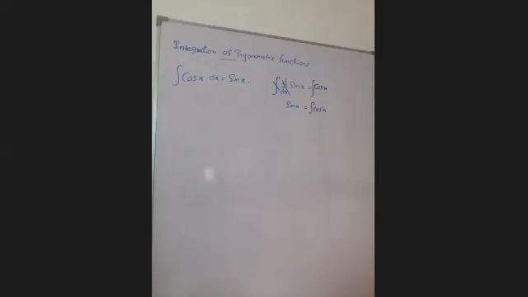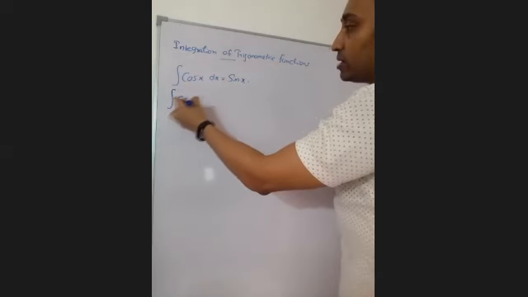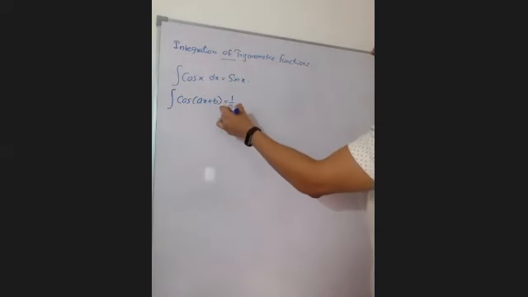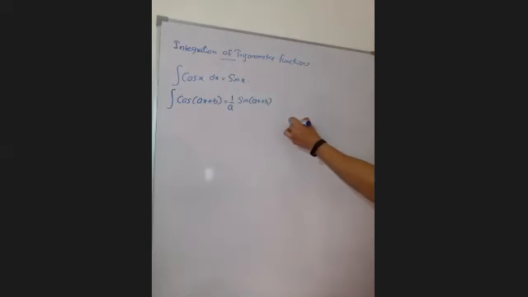The next extension is if it is a function like cos ax plus b. The answer is 1 over a sine ax plus b plus c. Plus c should come at the end. For example, if you want to integrate cos 5x plus 2, the answer is 1 over 5 sine 5x plus 2 plus c. Terms like x squared and x cubed are not applicable, only for x.